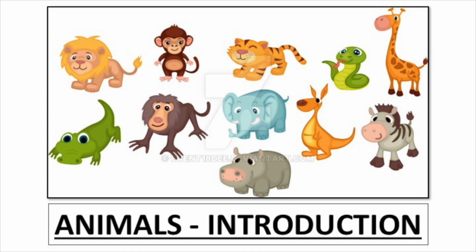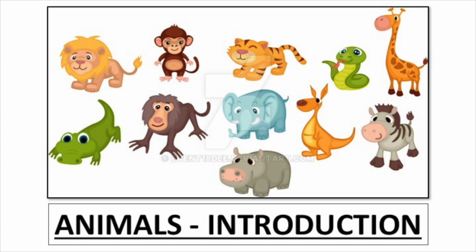Lion. And then we have monkey. And then this one is not lion. Tiger. Yes, this is the lion. You can tell the lion with its big mane of hair. And then tiger. This is snake, giraffe, crocodile, another monkey, elephant, kangaroo, zebra. Yes, you can see, it looks like a horse, but it's got stripes. So we say zebra. And hippo.